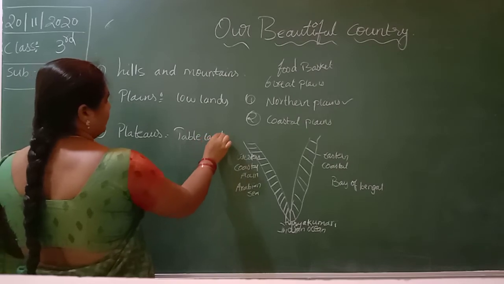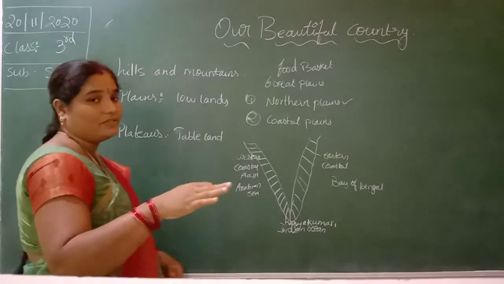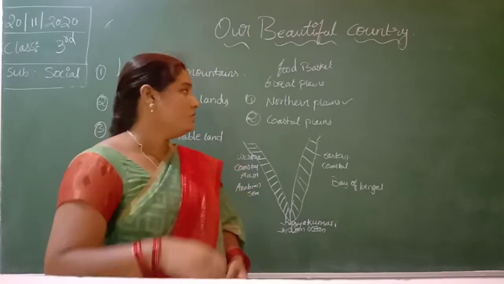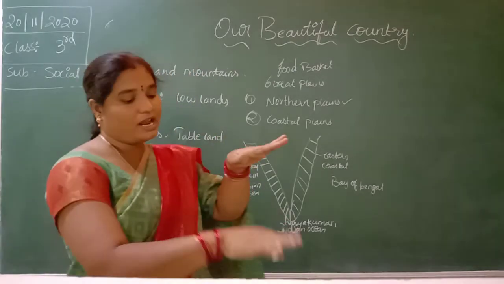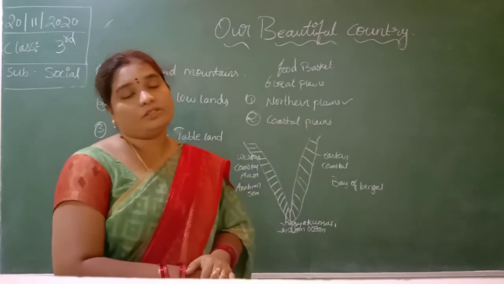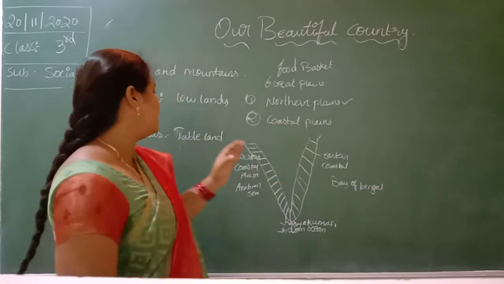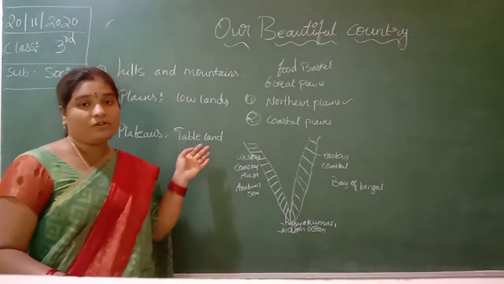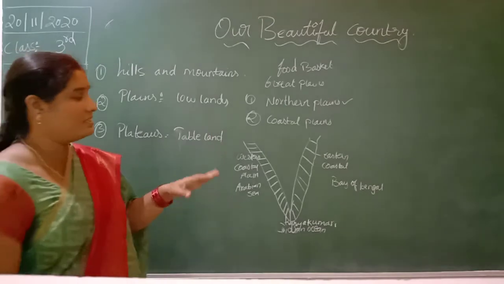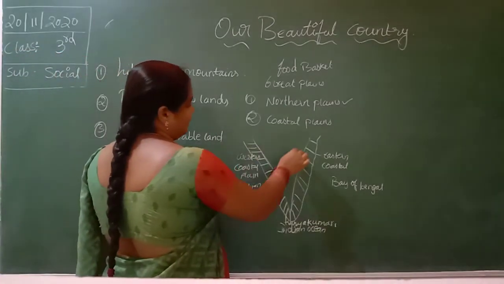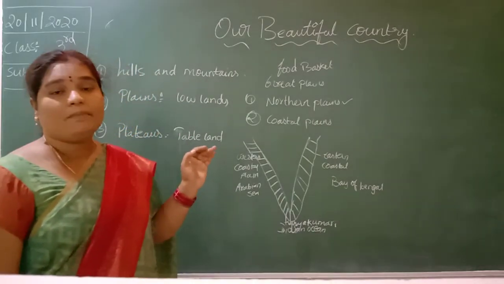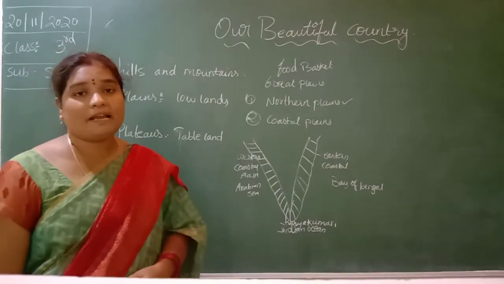Why? Because the land is very high. It has a height. So the lowlands are known as plains, and the highlands are known as plateaus. The plateaus are also known as tableland. The southern part of our country, the middle part, is known as a plateau. It is known as the Deccan Plateau.